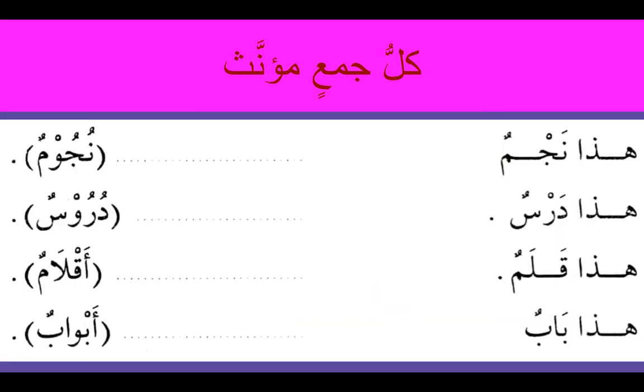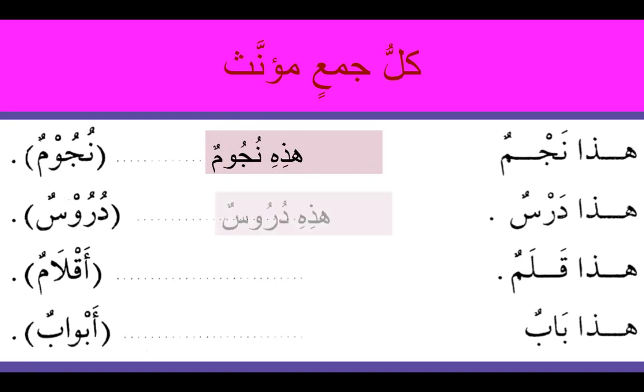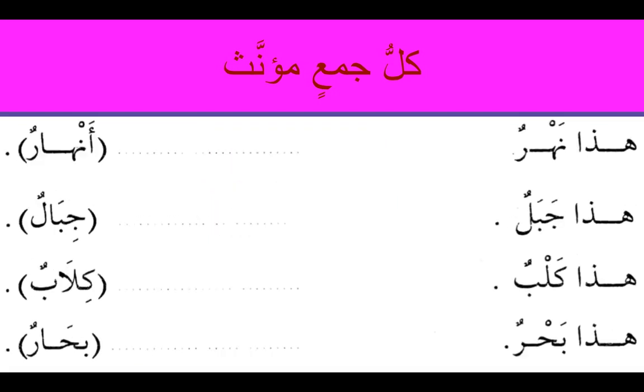So let's practice. If it is hadha najmun, the plural of najmun is nujumun. We say hadhihi nujumun. If it is hadha darsun, we say hadhihi durusun. Hadha qalamun, we say hadhihi aqlamun. Hadha babun, so what do we say? Hadhihi abwabun. Hadha nahrun. Nahr means a river, and anhar is the plural for rivers. So we say hadhihi anharun.